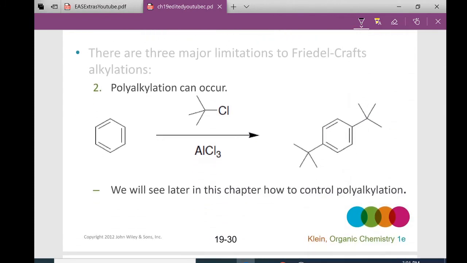And also, like I mentioned earlier, polyalkylation can and does occur. If we add one alkyl group to the benzene ring, we're going to often add more than one alkyl group to the benzene ring, and that's because one alkyl group actually speeds up the reaction and makes it more favorable. And so when we add that first one, we're going to have a tendency to add a second one.